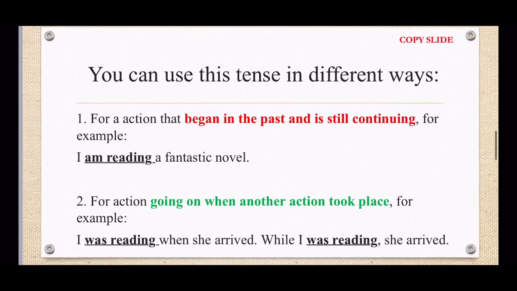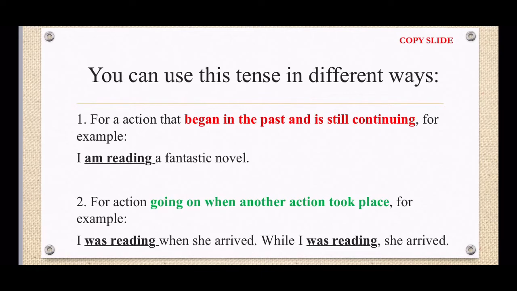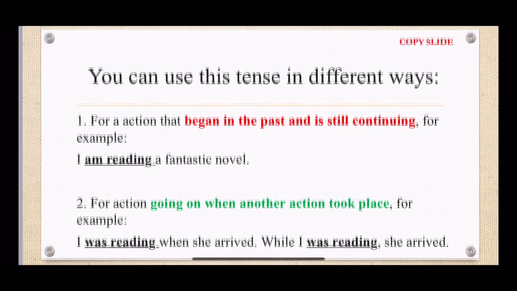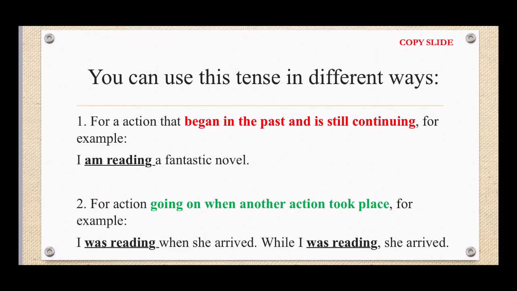Okay, so let's continue. You can use this tense in different ways. Number 1, for action that began in the past and is still continuing. For example, I am reading a fantastic novel. The underlined am reading shows us that you started reading the book in the past, but now you're still continuing to read it. So it's beginning in the past, but it's still continuing.